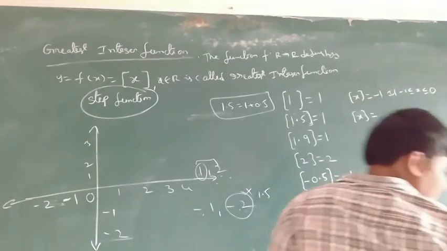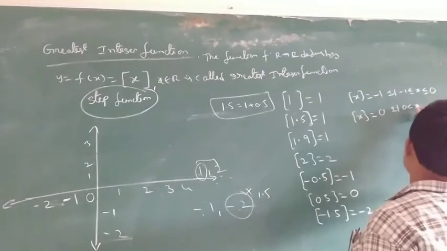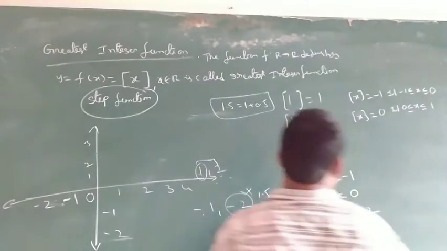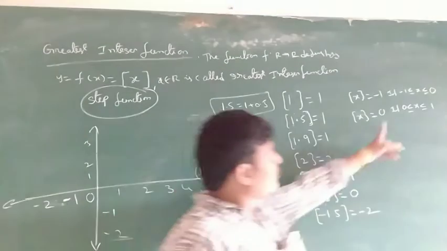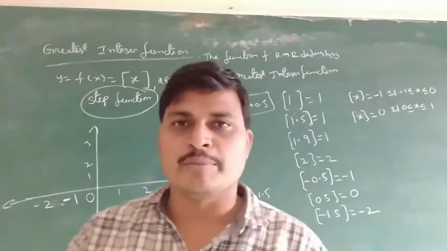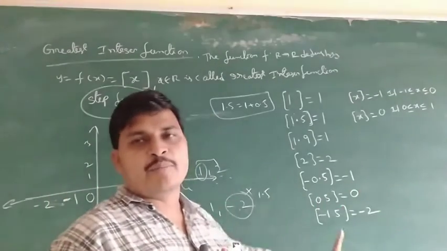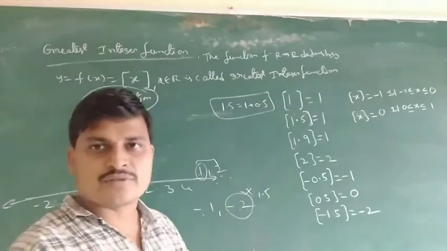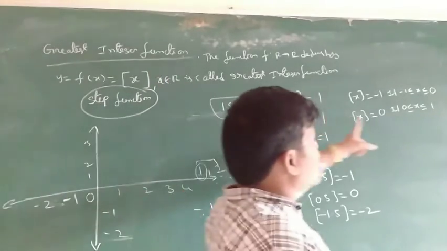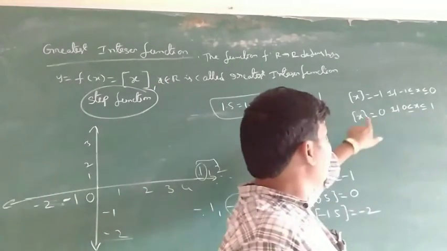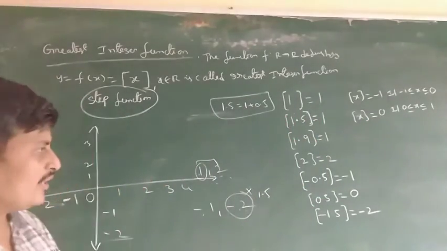Step of x is equal to 0 if 0 is less than or equal to x, less than 1. For example, step of 0.1, with 0 to 1 meaning 0.1, 0.2, 0.3, up to 0.9. Step of 0.1 is equal to 0, 0.2 is also 0, 0.9 is also 0. You can take any value between 0 and 1, and the result we get is 0.